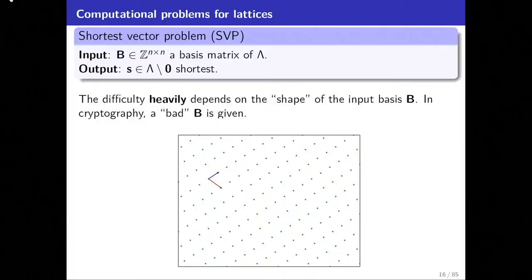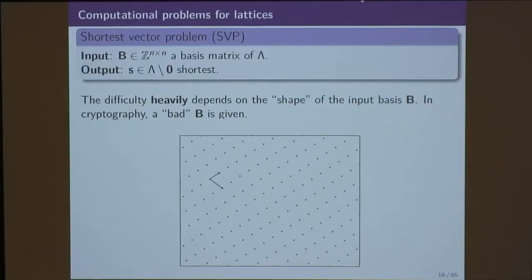Okay. And the main computational problem on lattices is the so-called shortest vector problem, which will show up in a second. The input of the problem is a basis matrix B, and the output of the SVP problem is to find a shortest vector in this lattice, so in the integral column space of this matrix B.